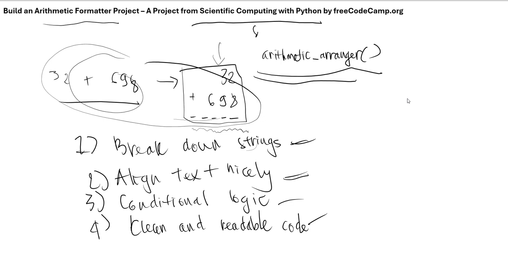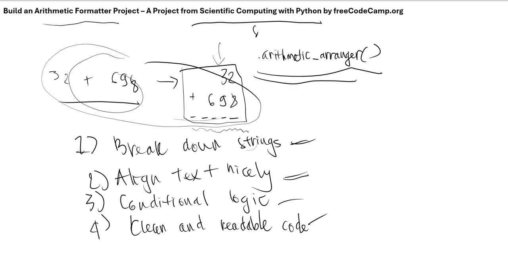scientific computing with Python. Okay, so let's imagine you're a primary school student again, and you're learning how to add and subtract. And your teacher tells you to write problems vertically to make them easier to solve. So let's say instead of writing, for example, 32 plus 698, we're going to convert it into a vertical format.